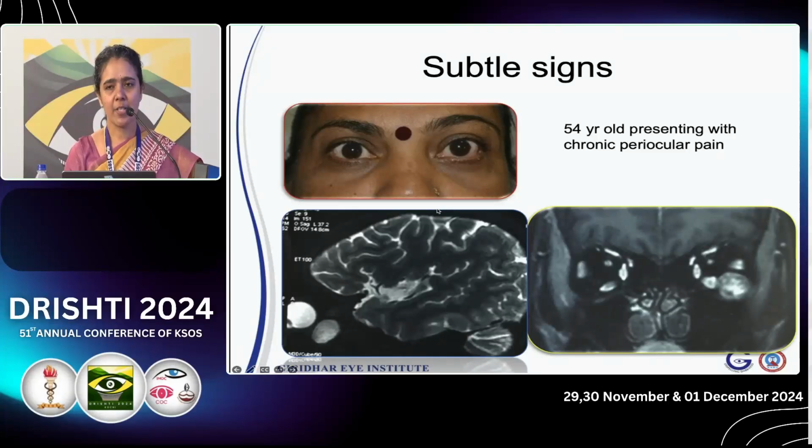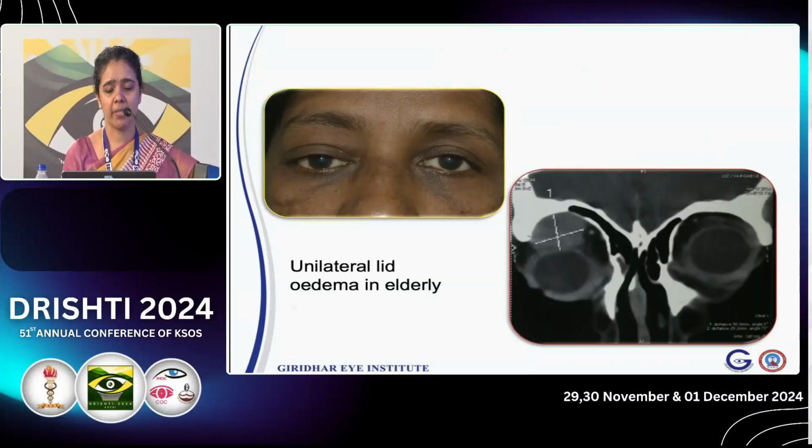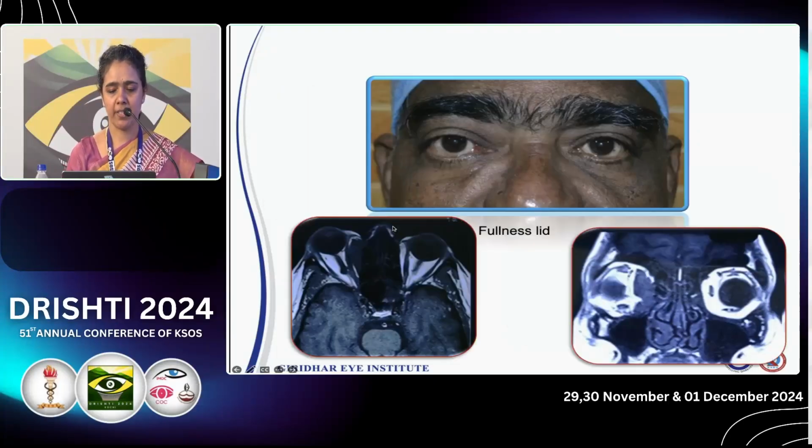Since it was not responding, we did an imaging, and it turned out to be a cavernous hemangioma. So this is one very important thing. When the patient presents with chronic pain and is not responding to a routine line of management, better to get an imaging done. Again, unilateral lymphedema in the elderly. If you look at her, you can see this fullness. Look at the left eye, and the globe is a little displaced down. So this is not allergy, this is an orbital tumor.